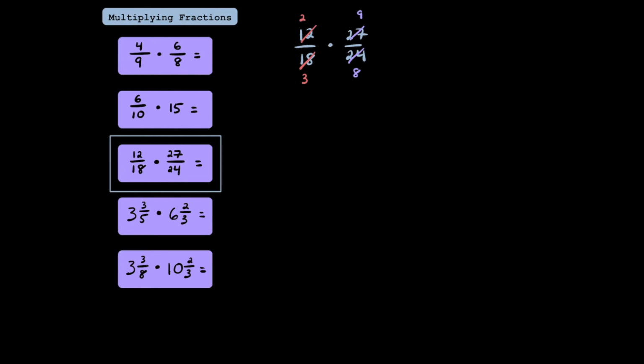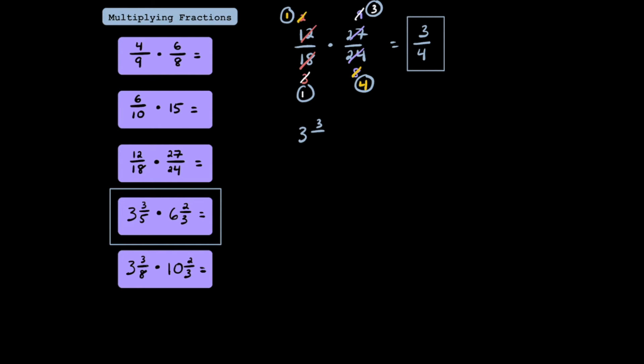While we could multiply and simplify later, we can look for more cross-canceling now. 2 and 8 both have a common factor of 2, and we're going to get 1 on top and 4 on bottom. 3 and 9 can also be cross-canceled by 3, so 3 becomes 1, and 9 becomes 3. Multiplying the leftover numbers, we have 1 and 3 on top, and that's going to be 3 as our numerator, and we have 1 times 4 on bottom, and that's going to be 4 as our denominator. 3/4 is our product. Notice how in this next example, we have mixed numbers.